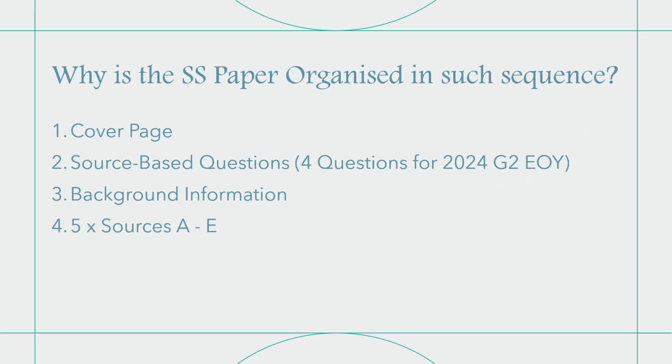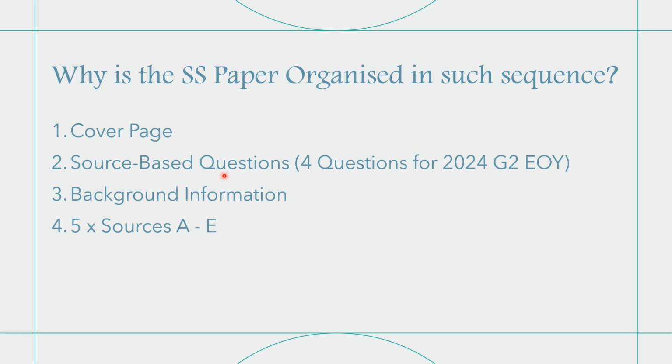Have you ever wondered why the social studies paper is organized in a certain sequence? As all of you will know, the first page will usually be your cover page, where you have to write down your name, your class, or rather your LG, and the date. Followed by the next part, which will be the source-based questions. That means before you even see the sources, you already see the source-based questions.